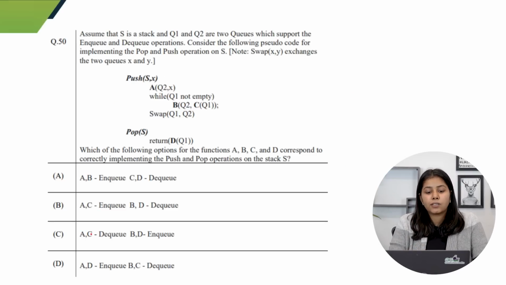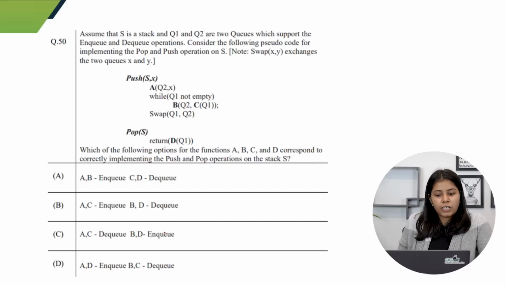It says to assume that S is a stack and Q1 and Q2 are two queues which support the NQ and DQ operations. Consider the following pseudocode for implementing the pop and push operations on S. So we have been given functions which define the push and pop operations. Which of the following options for the functions A, B, C, D correspond to correctly implementing the push and pop operations on the stack S?